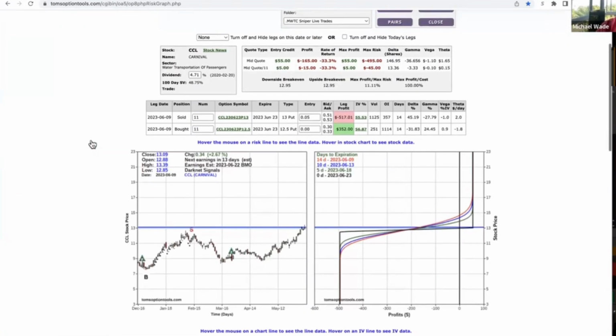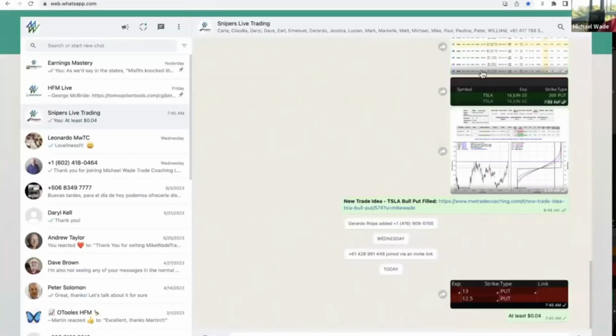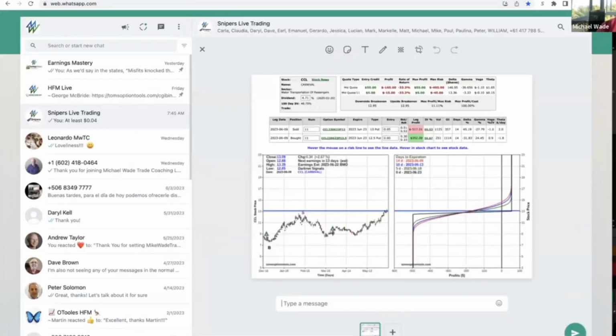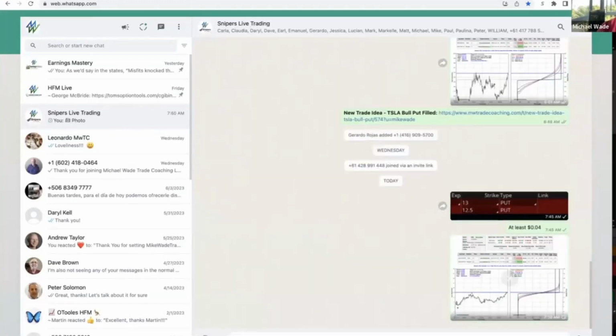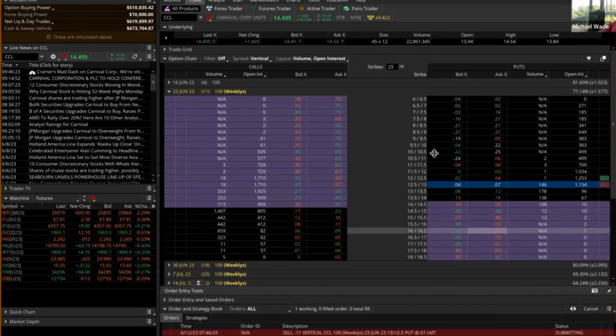So let me paste this in the Sniper Live. And if any of these trades fill, of course, they get tracked on the website, and we'll post those after they get filled, if they do. So this is the one I want to go after. I'm going to ask for 7. Currently, the mid price is 5. Confirm and send. Send.